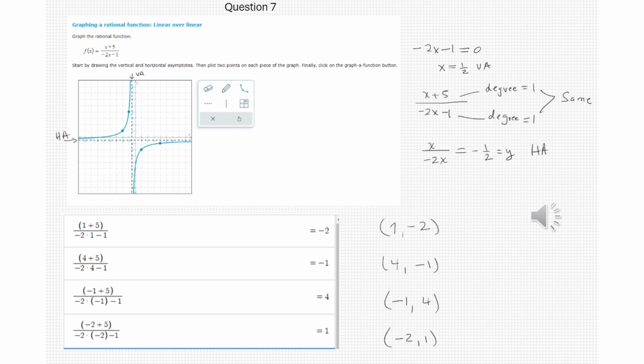I plot this point. After you have the asymptote and the points, you plot as always, using the tools of the pencil maybe, but I don't like the pencil. I like this tool that allows me to put the components of the point, x, y. Now, finally, you click on the graph function button, this, and that's it.